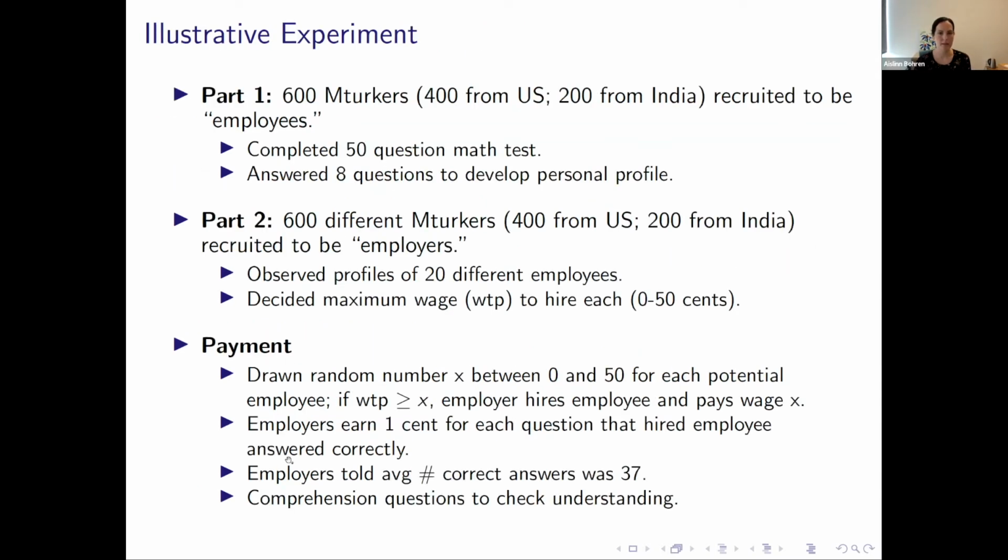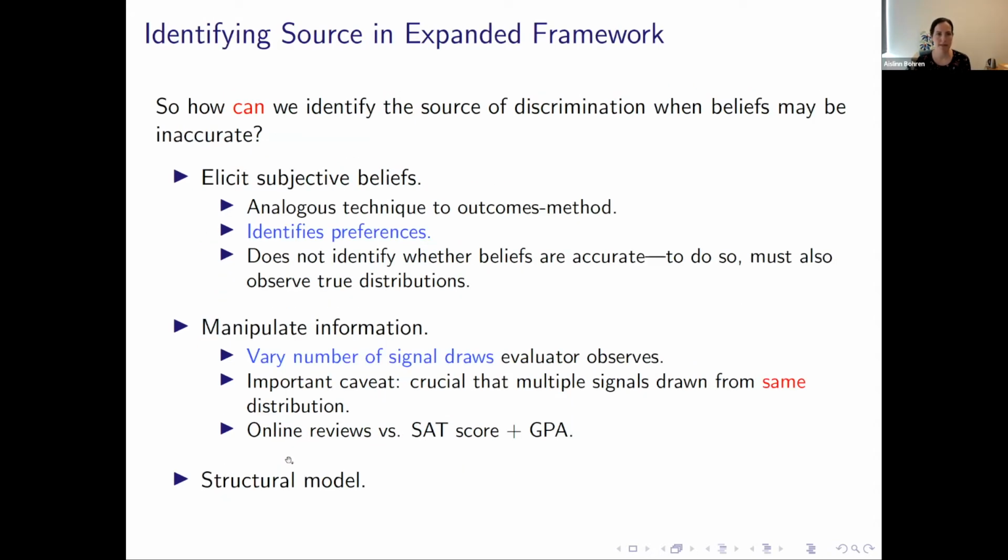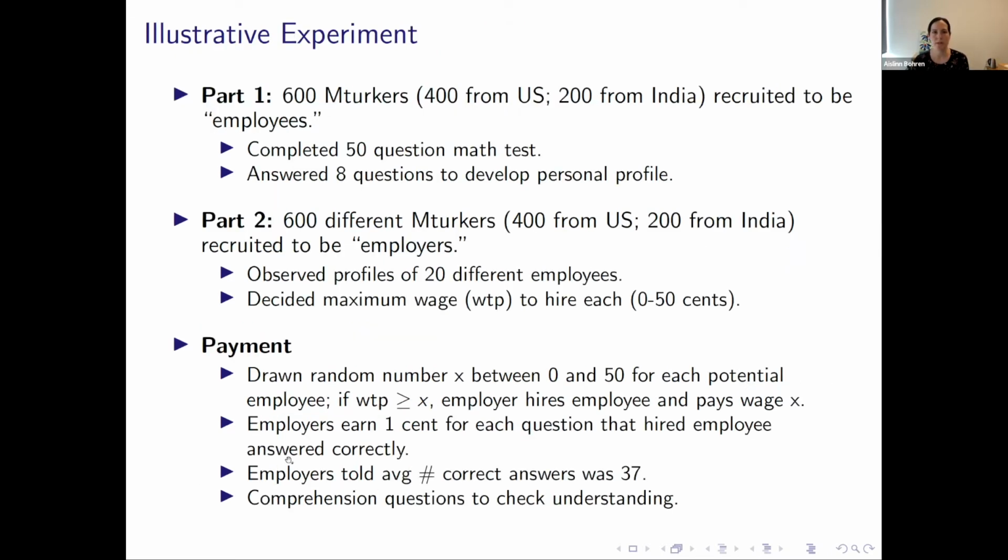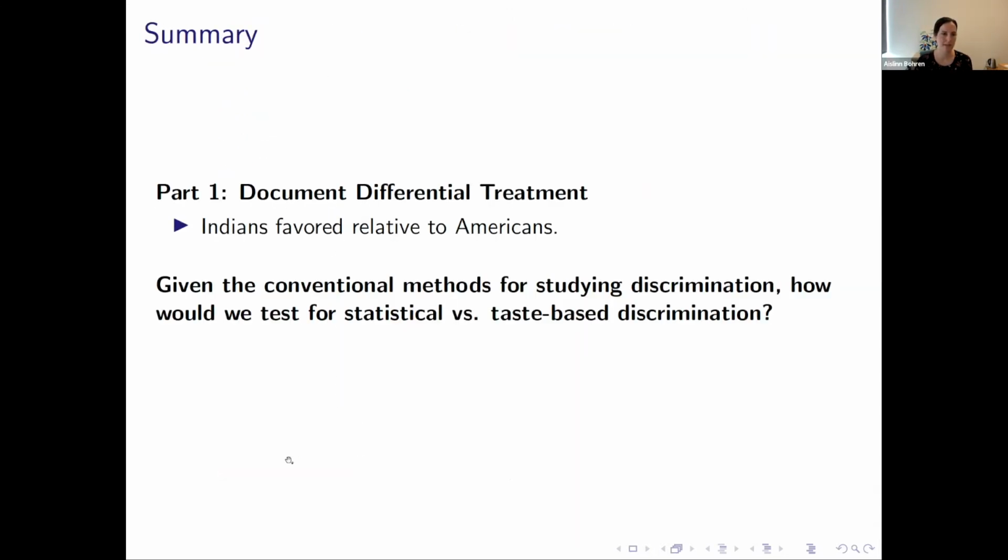All right, so I think I'm going to skip this experiment just in the interest of time, since we're already about 20 minutes into the talk. But essentially, the last component of the inaccurate paper is we just do a simple online experiment to show what would happen if you made the assumption of accurate beliefs and used the outcomes-based method. You'd misidentify the source, and then, again, showing that once we can elicit beliefs, you can then pin down the inaccurate beliefs. Okay, so this is just in summary.